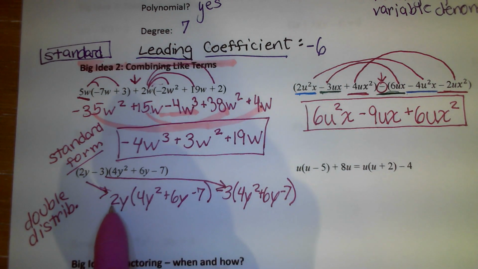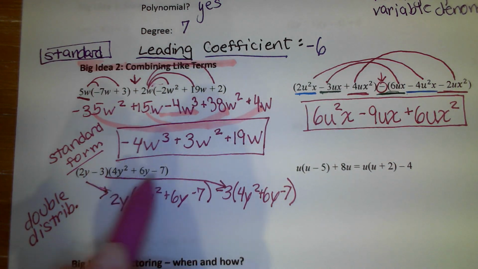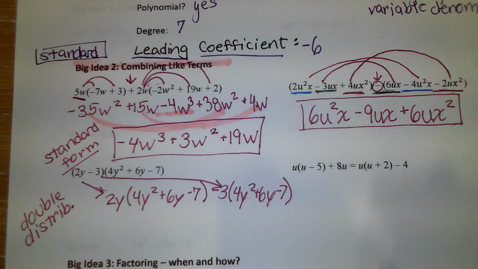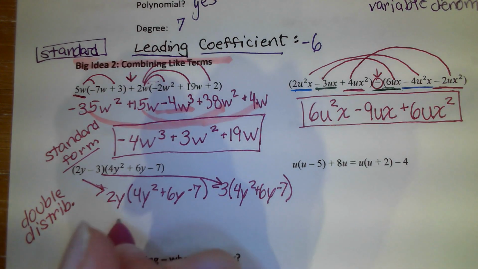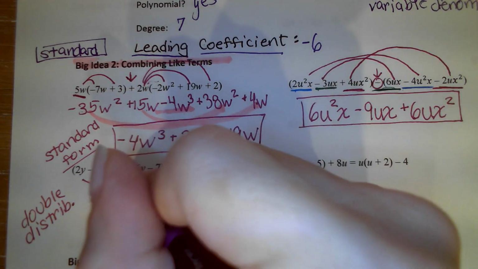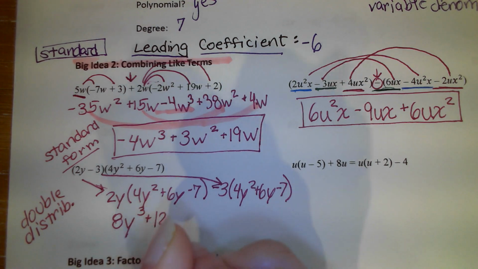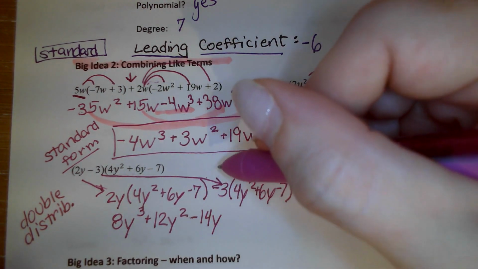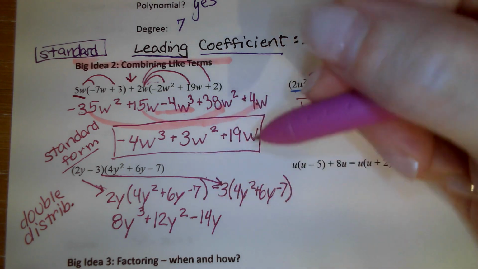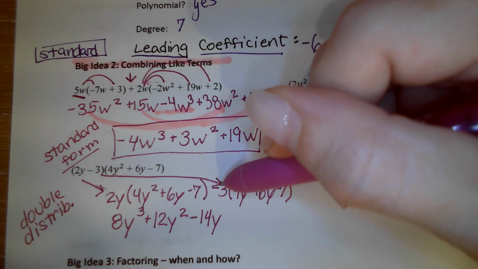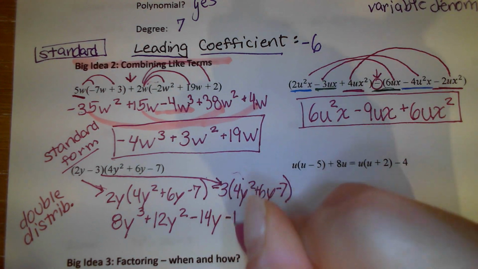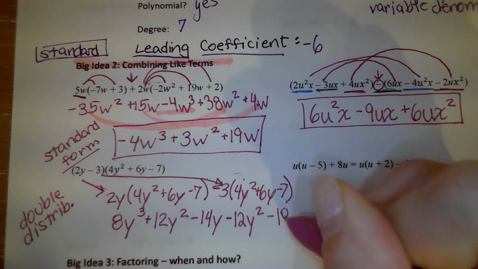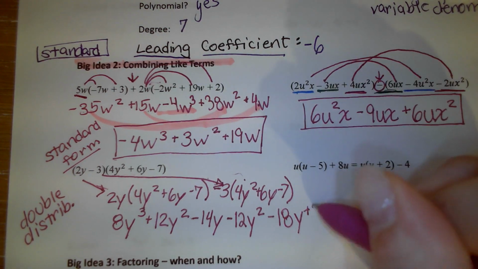Now I'm going to double distribute. I'm going to distribute each of those to the same trinomial. All right? Now, when I distribute, I'm multiplying, so I do need to adjust my exponents for this distribution step. So 2y times 4y squared, 8y cubed. 2y times 6y is positive 12y squared. 2y times negative 7 is negative 14y. My next side, negative 3. Keep the negative with the constant, I should say. Negative 3 times 4y squared is negative 12y squared. Negative 3 times 6y is negative 18y. And negative 3 times negative 7 is positive 21.